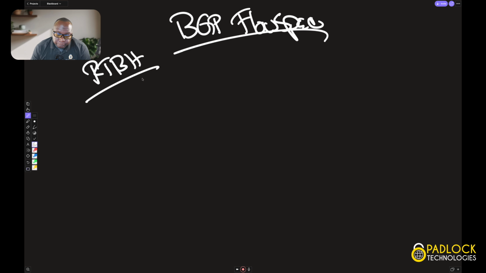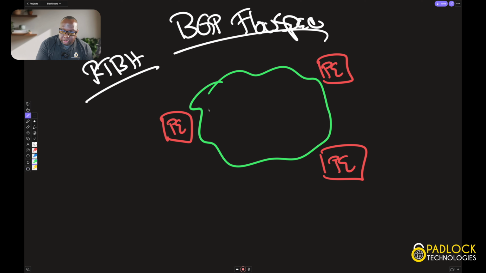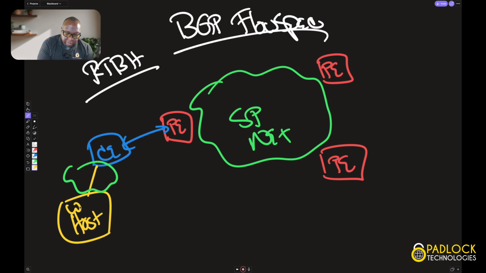So what does that look like? Let's say you had a couple PEs here, those 3 PEs. And then we got your network, the service provider, SPNet. And then you have your CE here, directly connected. Now this is a peering VPN, so this is not a layer 2 VPN here. And then you got another network, your network there, and then ultimately you got the host. And let's say this is a web server.